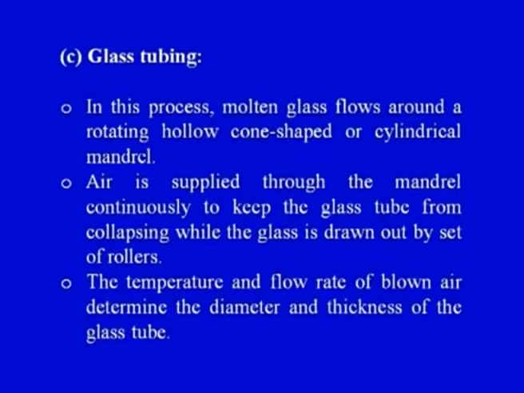So the temperature and the flow rate of the blown air determines the diameter and the thickness of the glass tube. Now the air jet that is blown out, the temperature and the flow rate of the blown air, will dictate two important features of the glass tube. Now what are these two important features? The two important geometrical features of the glass tube. So what are these features?